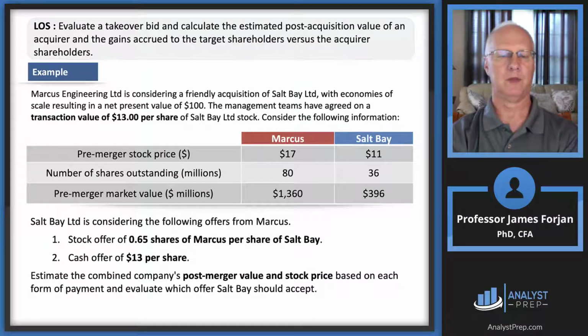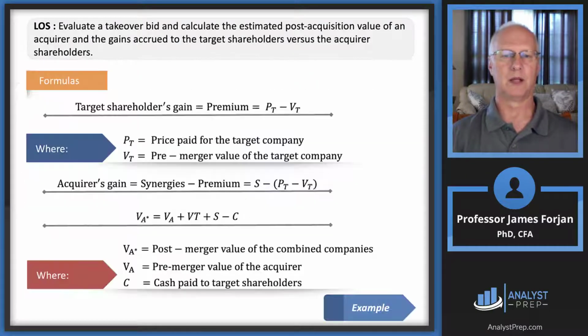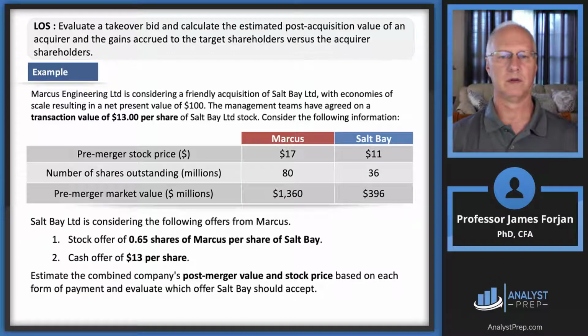So here's some additional information. We'll use 0.65 shares to buy 1 share of Salt Bay, or we can offer $13 per share. So look at the question at the bottom. Combine companies' post-merger value and stock price based on each form of payment. All right. So what we're going to do is use these formulas here to say something like, all right, which one is better? The choice 1, stock offer, or choice 2, the cash offer?